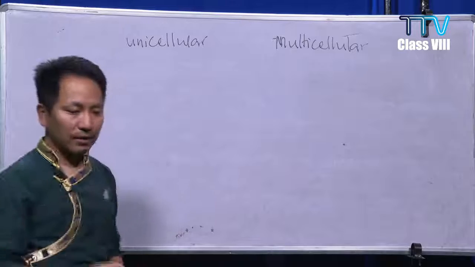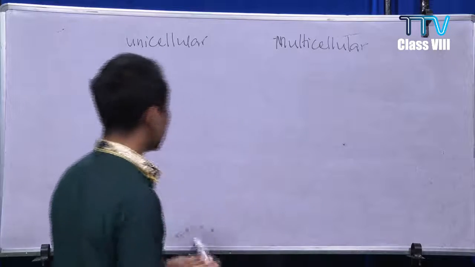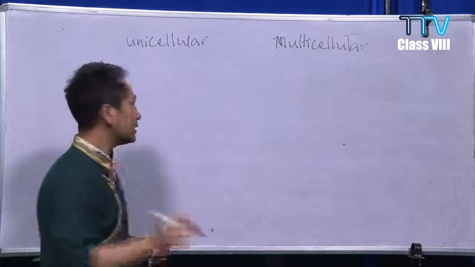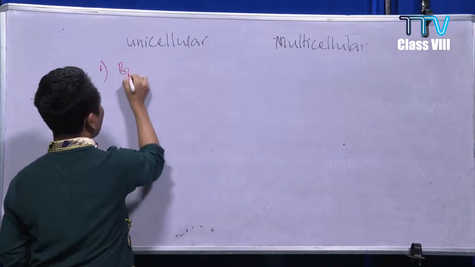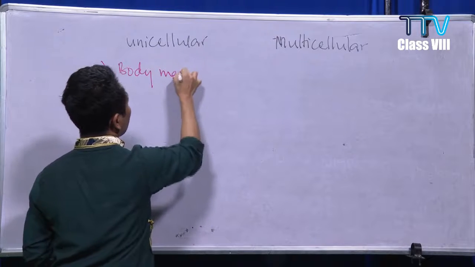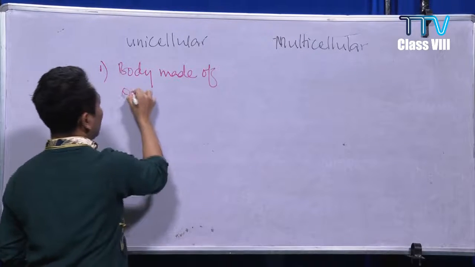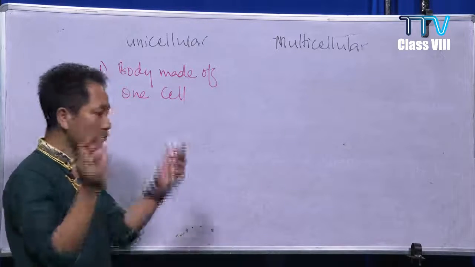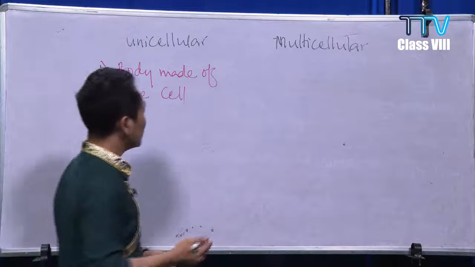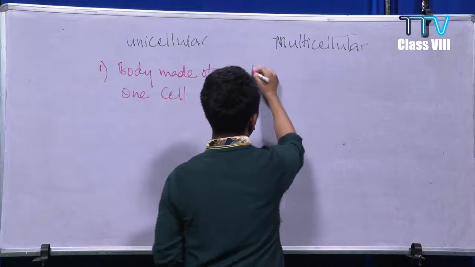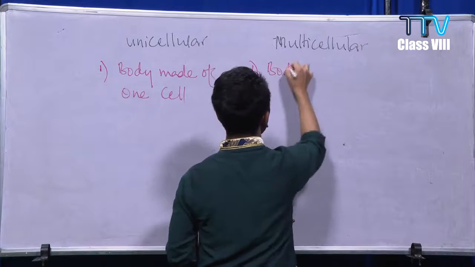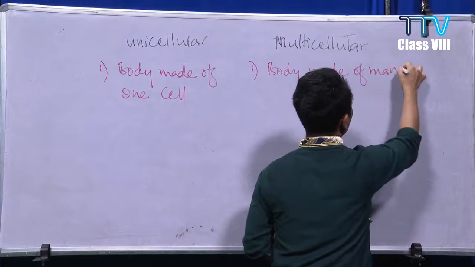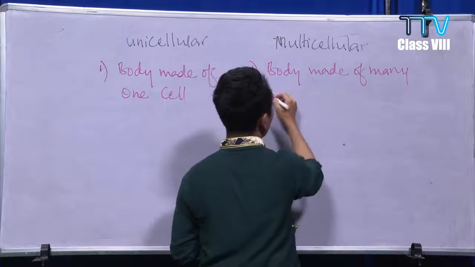In a unicellular organism, the body is made up of one cell, a single cell. In multicellular, the body is made of many cells.